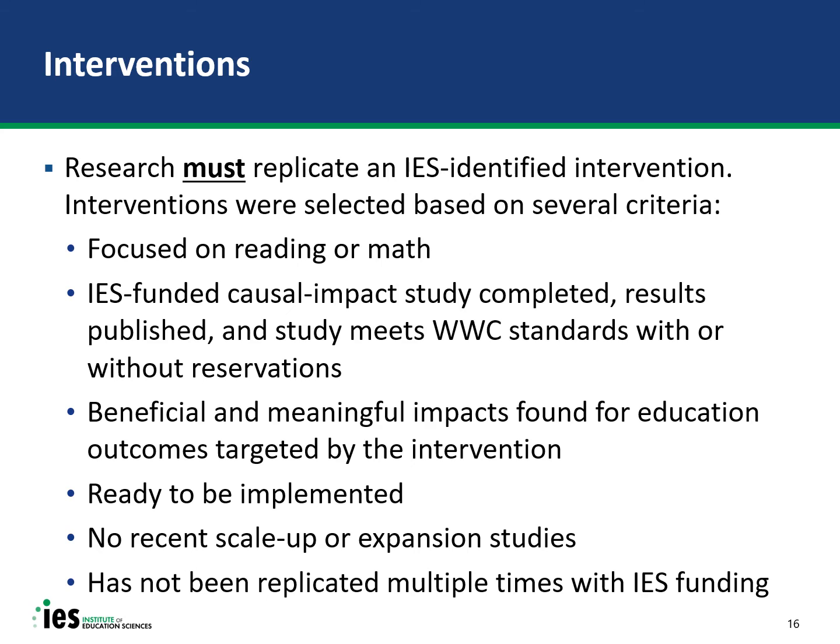The proposed replication must evaluate an intervention identified in the RFA. These interventions were selected based on a number of criteria, including the intervention focuses on reading or math, a causal impact study funded by IES is completed and a paper describing the results has been published. The causal impact study described in the paper has been reviewed by the WWC and meets WWC design standards with or without reservations, using version 2.0 or later of the standards. IES has determined that there were beneficial and meaningful impacts on education outcomes targeted by the intervention. The intervention is ready to be implemented, for example, is available publicly or by request. There have been no recent studies supported by IES or other funding sources to test the effectiveness or expansion of the intervention at scale, and there have not already been multiple replications of the intervention supported by IES.